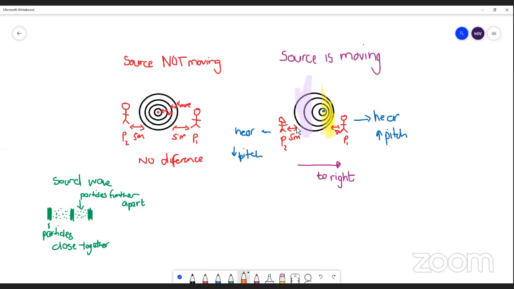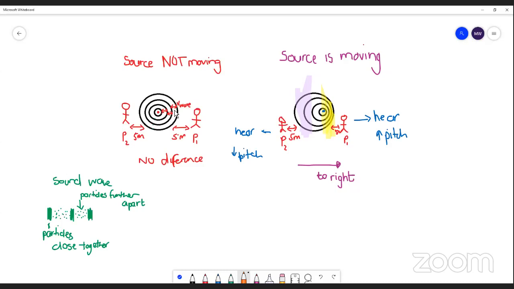Yes, Bob, the pitch increase is caused by the fact that your waves are now closer together. So you hear a louder sound. That person's going to hear an increased frequency, whereas this person behind, who is further apart from the source and the particles are spaced out further, will hear a lower pitch.